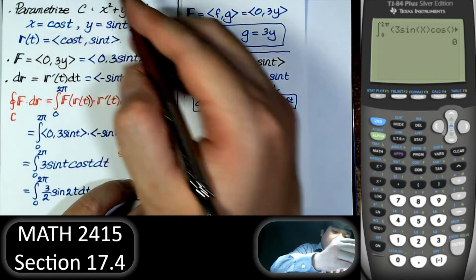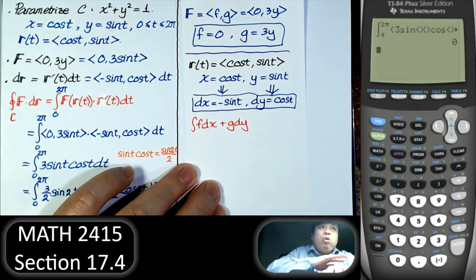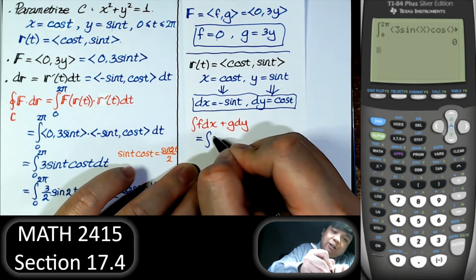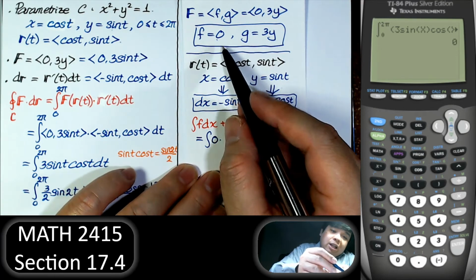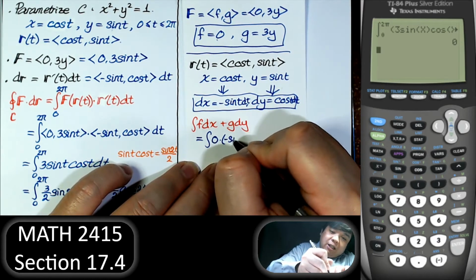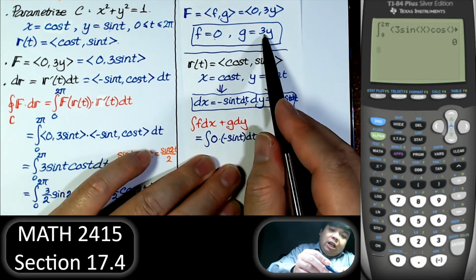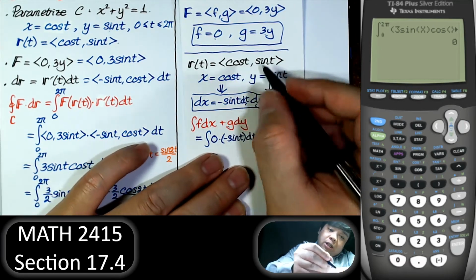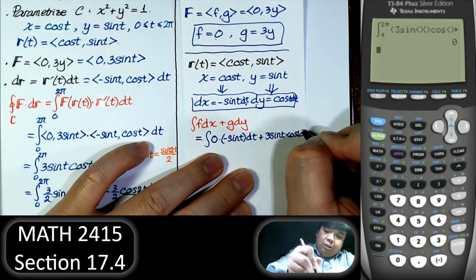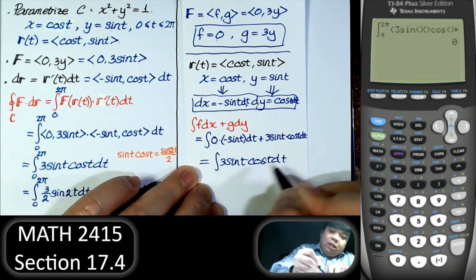And we put them together in the form f dx plus g dy. Now if we put everything in terms of t, we will have f times dx, negative sine t dt, sorry, forgot the dt, plus g, in this case 3y, and y is sine t, times cosine t dt. So that is equal to 0, plus 3 sine t cosine t dt, t going from 0 to 2 pi.